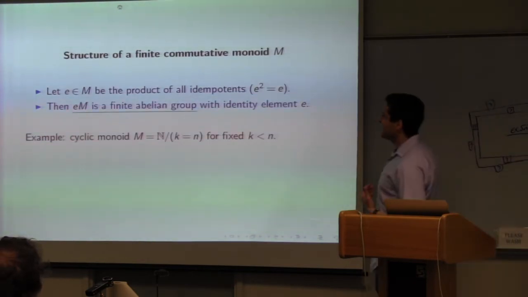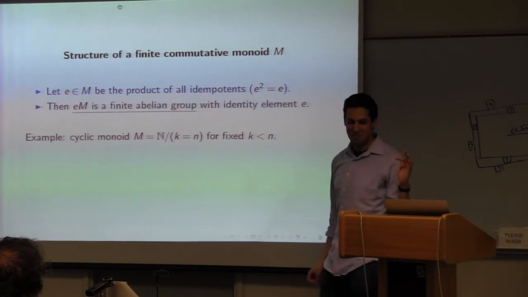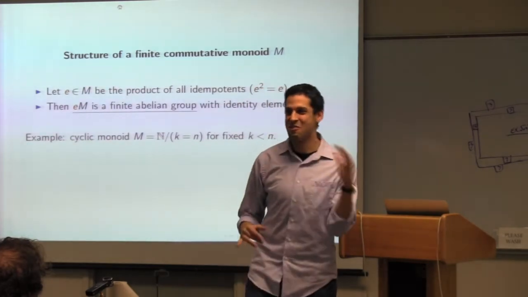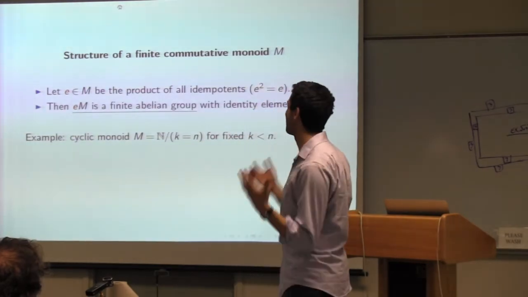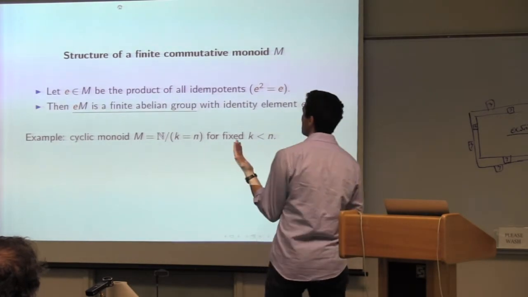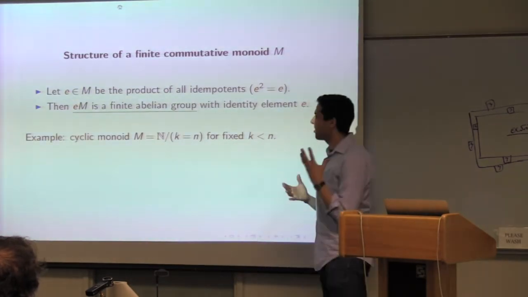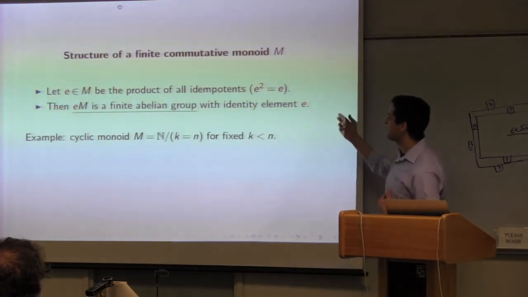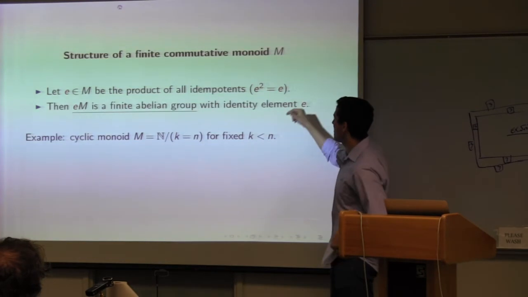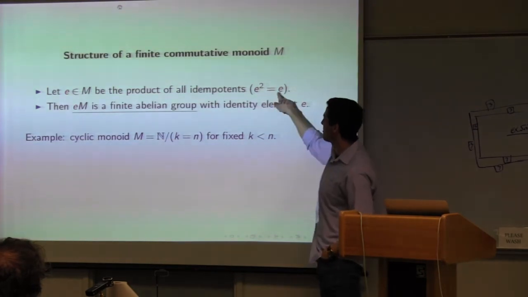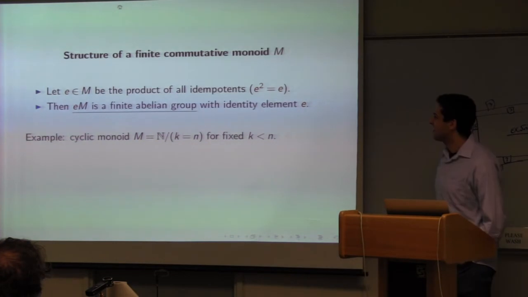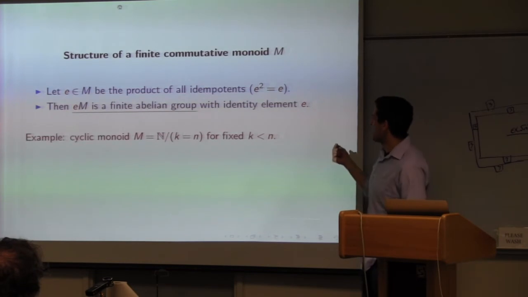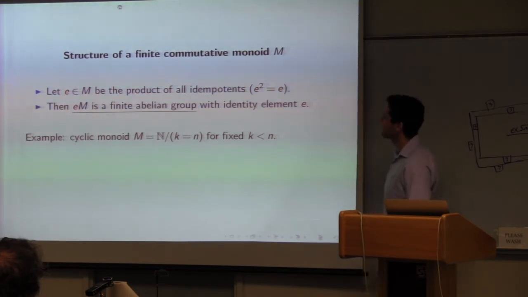So there's a very nice fact from abstract algebra that doesn't usually get taught. It somehow gets missed in both undergraduate and graduate abstract algebra courses. It's a nice elementary fact about finite commutative monoids, which is that they always contain inside them canonically a finite Abelian group. And one way to construct that group is to take the product of all idempotents, an idempotent is something that squares to itself, and take the ideal that's generated by that element. So you can show that's a finite Abelian group with identity element E.